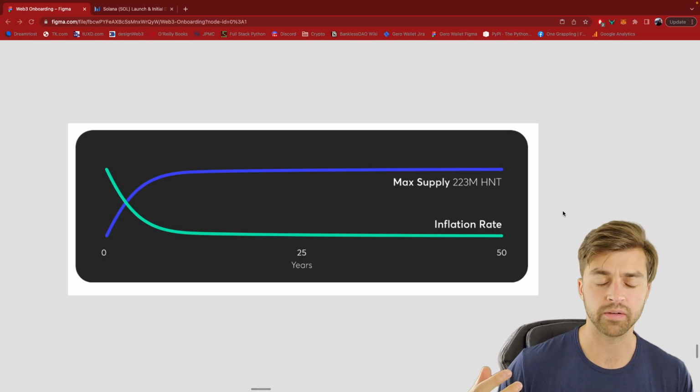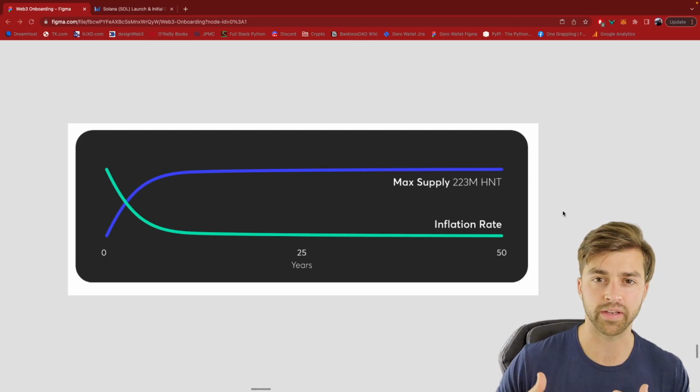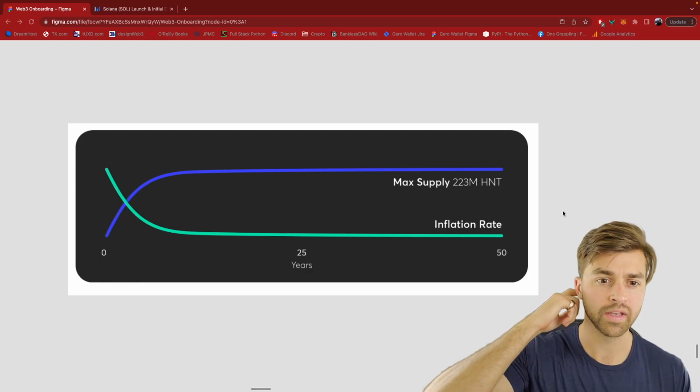Something else to think about is that this monetary policy is programmed into these tokens, and they really will never change over time. This is what gives these tokens an investment narrative. If the creators of the tokens can just arbitrarily change the issuance or change it from a fixed supply to an inflationary currency, then that would kind of defeat the purpose of trusting in these tokens and investing in them.